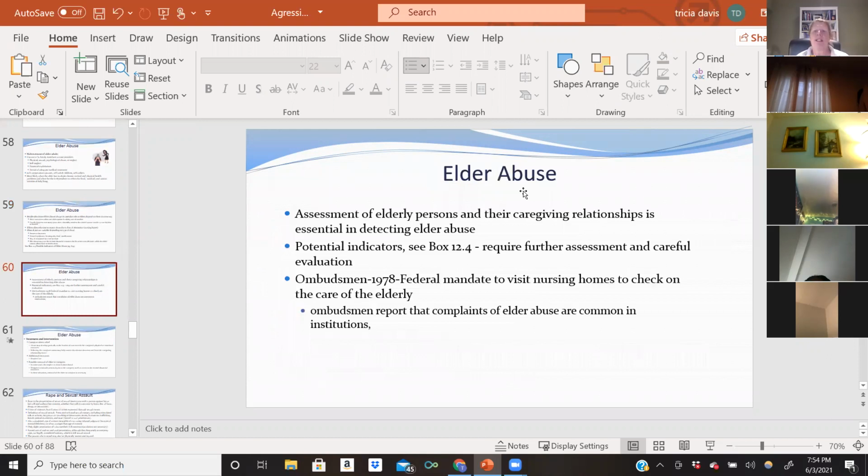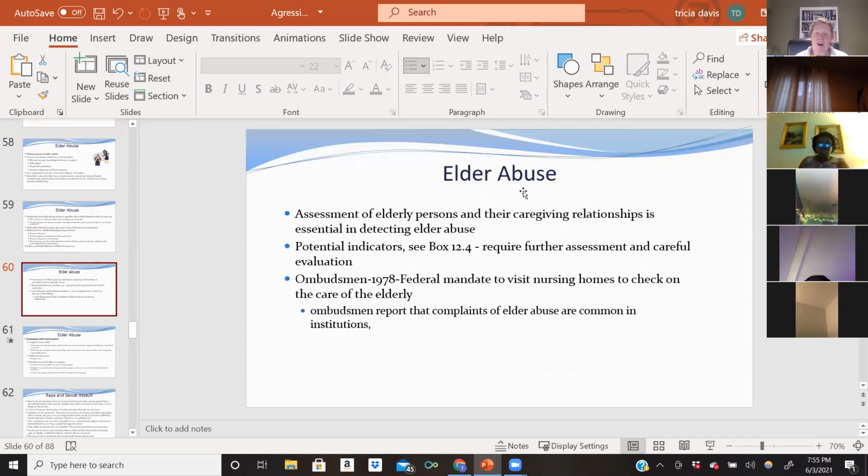So it is very important that we do a good assessment of our elderly patients when they come in, and of the interactions with their caregivers or their family members, because we want to always be on the lookout for detecting elder abuse. There are potential indicators that would require further assessment, and you can read about them in box 12.4 of your book.